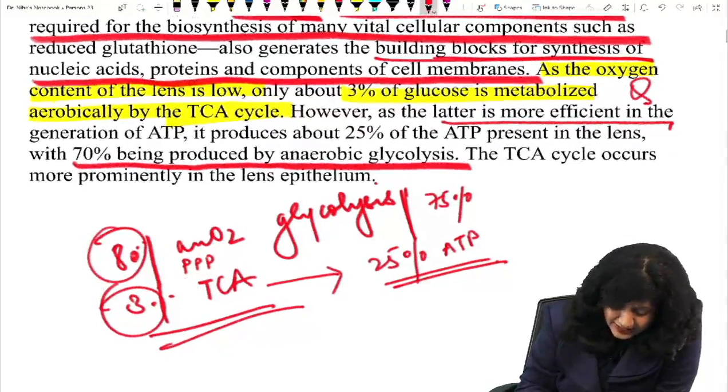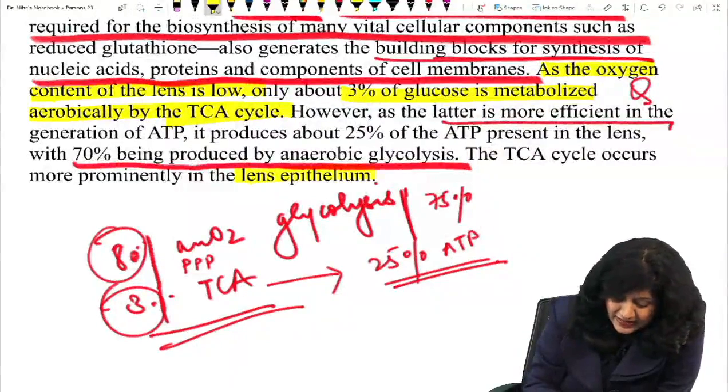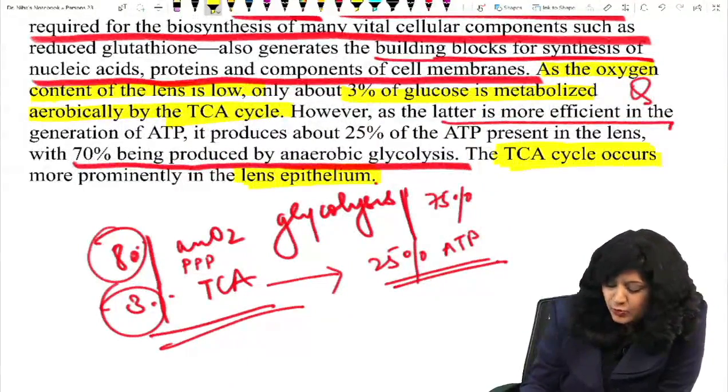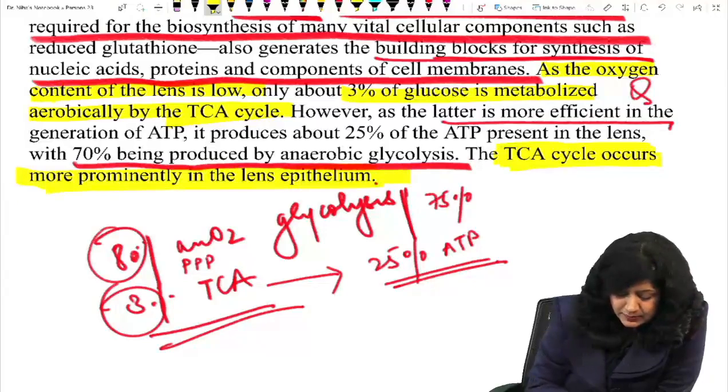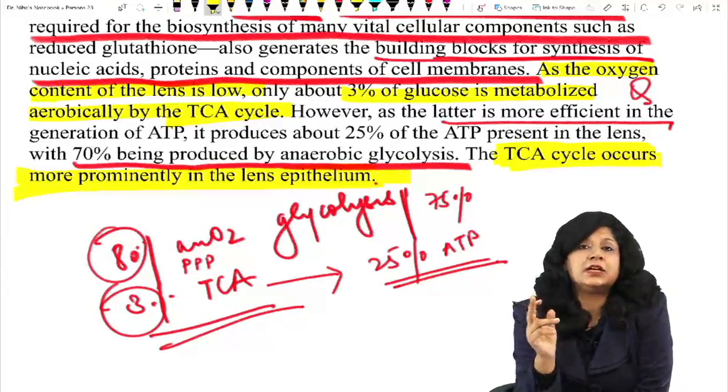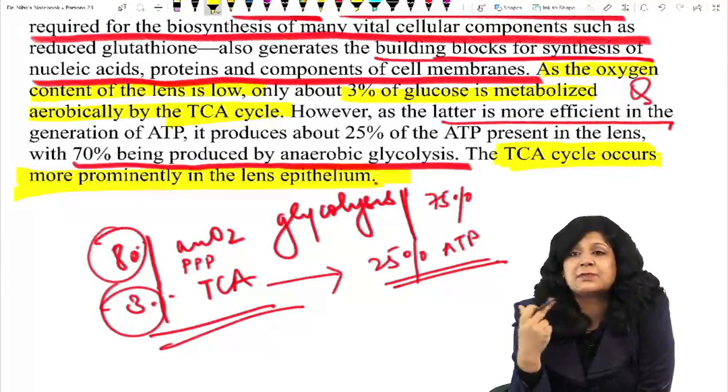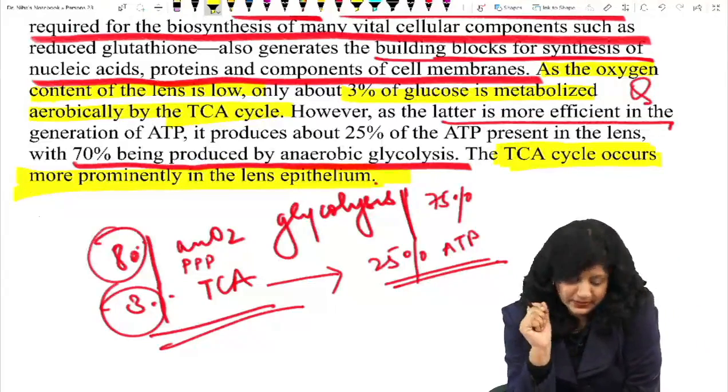The TCA cycle is taking place in the lens epithelium. So the aerobic metabolism that is taking place in the form of TCA cycle, that is taking place in which part of the lens? That is your epithelium.